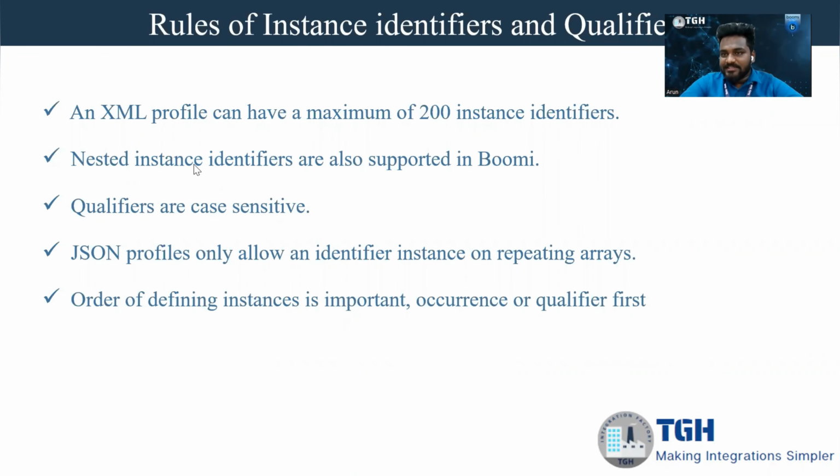Here are a few rules of instance identifiers and qualifiers. An XML profile can have a maximum of 200 instance identifiers. That's the limit for an XML profile. We can have nested identifiers within Boomi. The qualifiers which we add in the profile are case sensitive, so we have to take care about the case while adding them. JSON profiles only allow an instance identifier on repeating arrays. Unlike XML, it will not allow instance identifiers at each field level. The order of defining instances is important, whether occurrence or qualifier comes first.